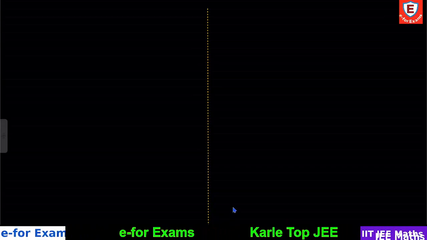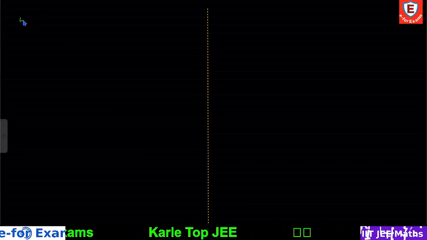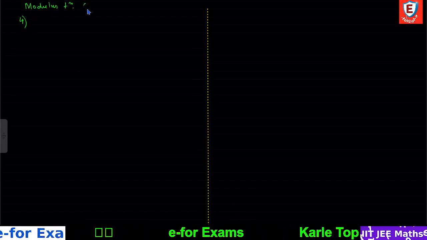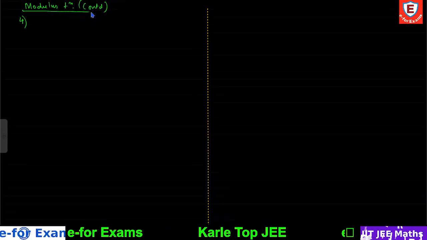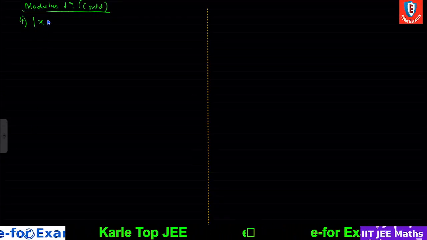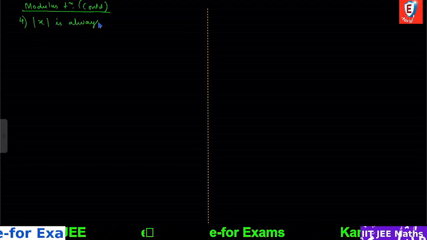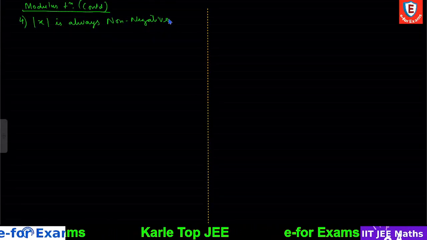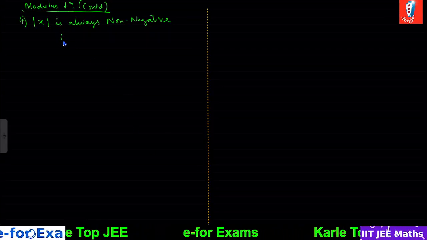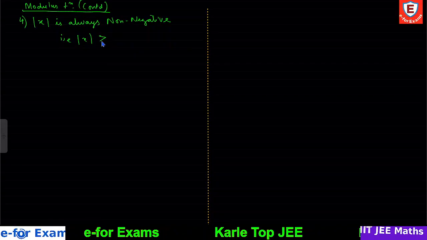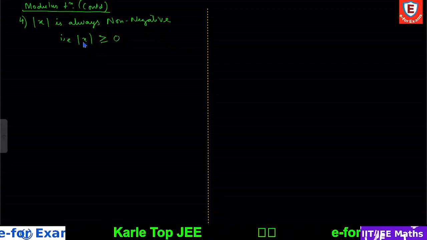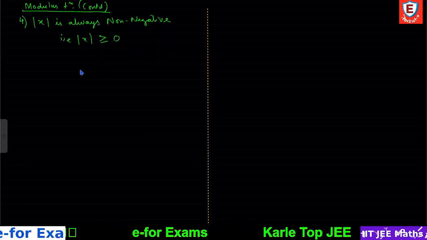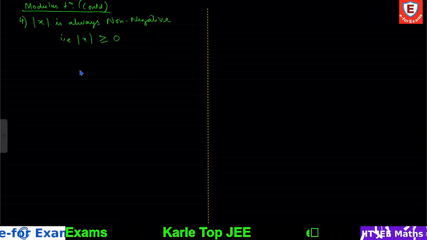Next, modulus function, point number 4. Write down point number 4, continuation. Modulus function, continuation. In point number 4, write this down. Mod of x is always non-negative. That is, the final output of mod of x should be greater than or equal to 0. If x is 0, it will be 0. Otherwise, whether x is minus or plus, it will always be greater than 0. It will always give a positive value except for 0.